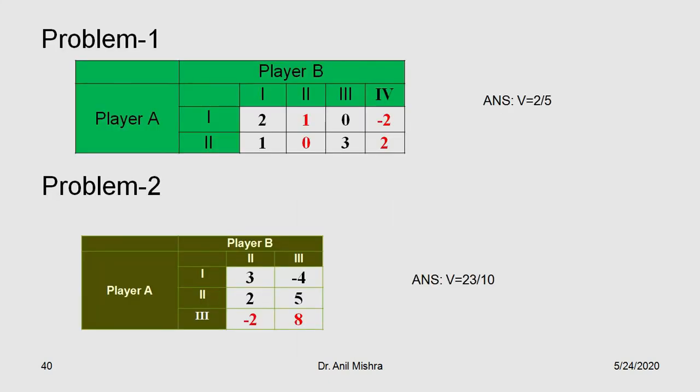Now, these are the two problems that are provided to you along with the answers. You have to solve these problems and check your answers. In the first problem, the value of the game is 2 upon 5, and in the second problem, the value of the game is 23 upon 10.